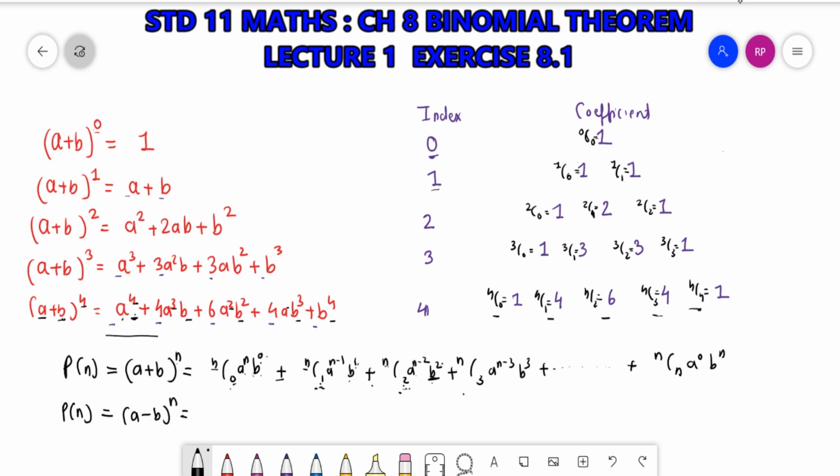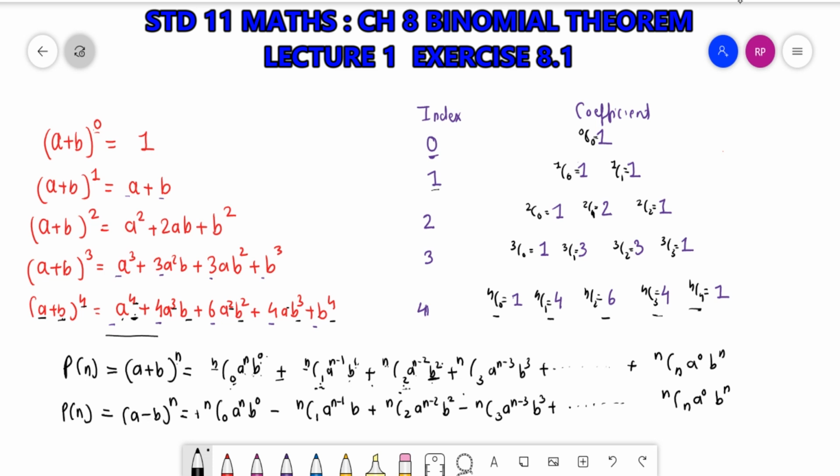So we will use alternate negative signs like nC0, a raised to n, b raised to 0. Before this, it's plus. So now minus nC1, a raised to n minus 1, b. Now plus nC2, a raised to n minus 2, b square. Next minus nC3, a raised to n minus 3, b raised to 3, then plus and so on. And finally nCn, a raised to 0, b raised to n.